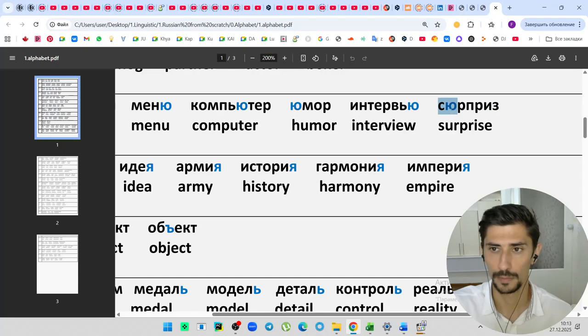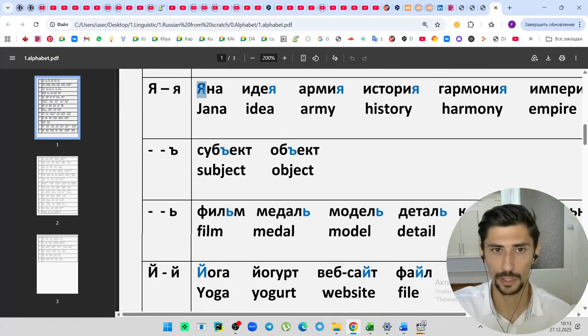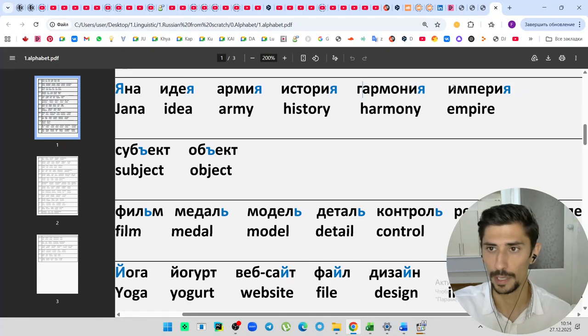Surprise. So S-U-R, sur. P-R-I-Z, prize. Surprise. Okay, next letter is actually Я. Яна. Идея. Армия. История. Гармония. And the last one, Империя.